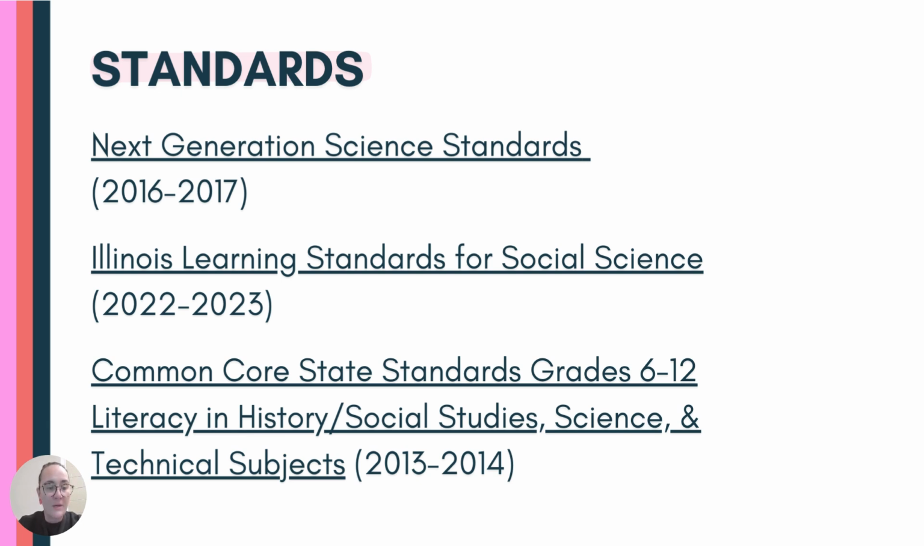And then, of course, there is the Common Core State Standards for grades 6 through 12 literacy in history, social studies, science, and technical subjects, which was adopted for implementation in Illinois in 2013-2014. So as you can see, they actually precede the other 2 sets of standards.